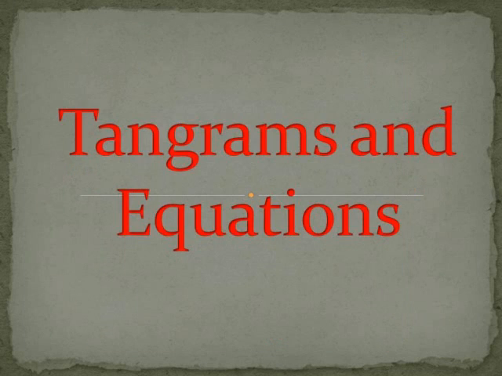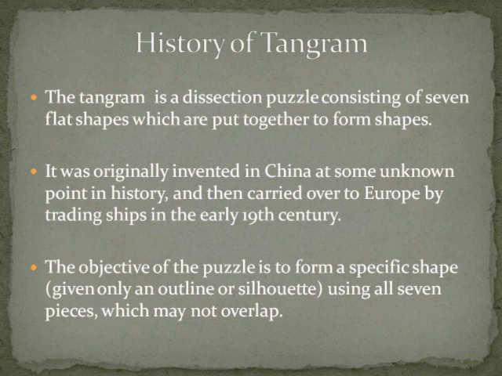Tangrams and Equations. The tangram is a dissection puzzle consisting of 7 flat shapes which are put together to form shapes. It was originally invented in China at some unknown point in history, and then carried over to Europe by trading ships in the early 19th century. The objective of the puzzle is to form a specific shape using all 7 pieces, which may not overlap.